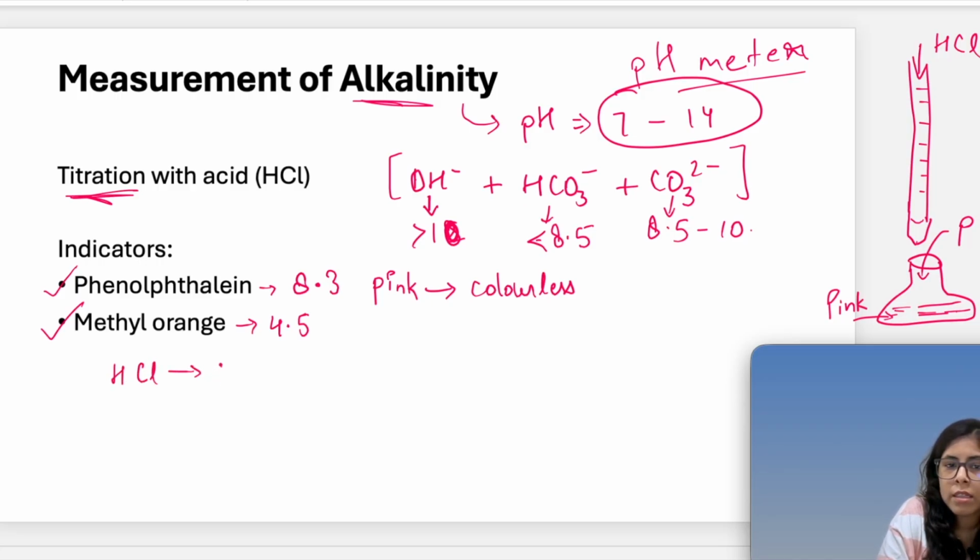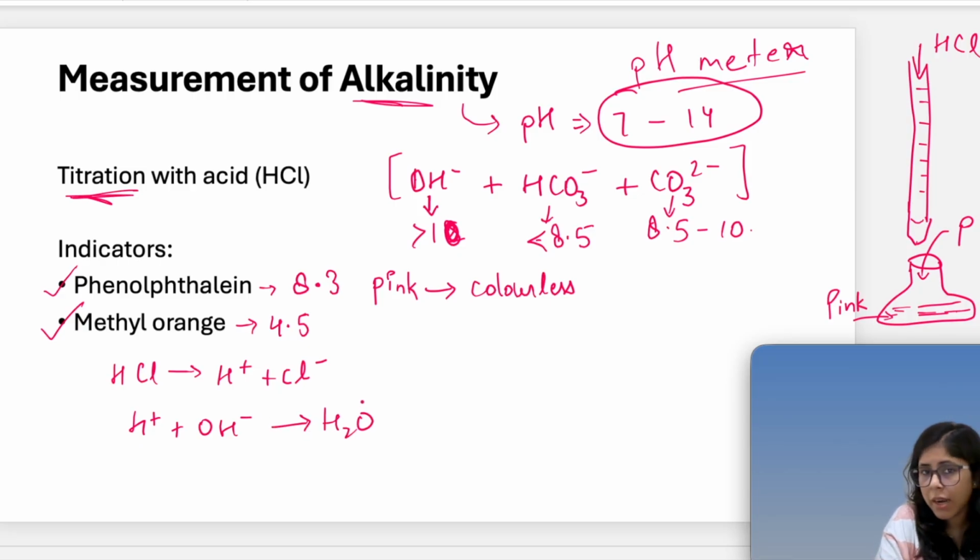So what is HCl giving? It's giving H+ and Cl-, right? Now this H+ will first neutralize OH- because the pH is greater than 10. So the H+ will be neutralizing OH- and giving H2O, right? Once all the OH- is consumed, this H+ will then neutralize CO3 2- because the pH is in the range of 8.5 to 10.